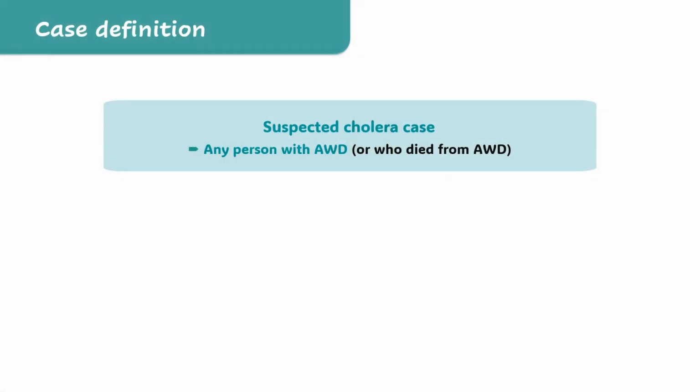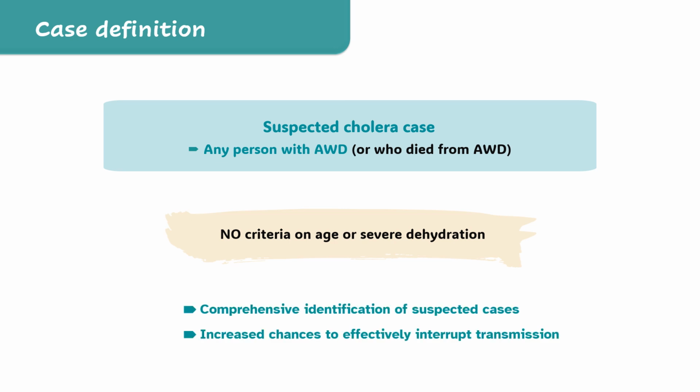When the surveillance objective is to track cholera clusters, a suspected cholera case is any person who has acute watery diarrhea, AWD, or who died from AWD. There are no additional criteria on age or severe dehydration to identify suspected cholera cases. This sensitive case definition is used to facilitate the comprehensive identification of suspected cases in order to increase chances to interrupt transmission by implementing interventions around cases.